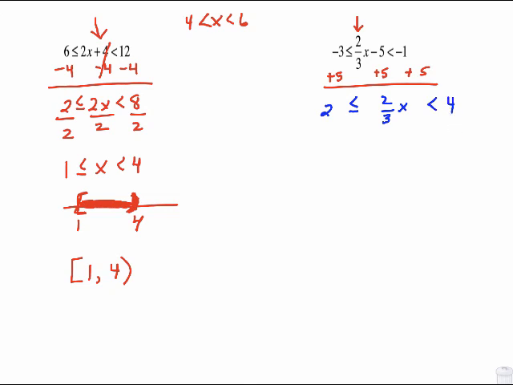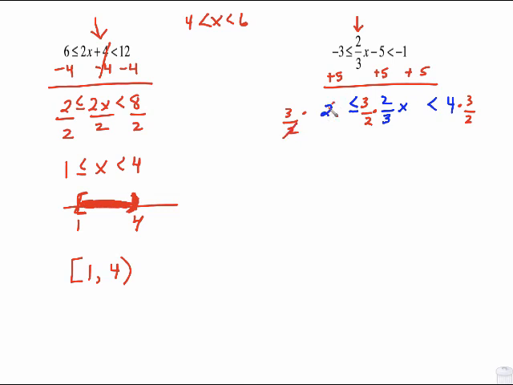The easiest way to get rid of one fraction coefficient in front of the variable is to multiply by the reciprocal, because the 3's cancel, the 2's cancel, and you'll be left with the x, which is what you want. So we're going to multiply all 3 of these by 3/2.